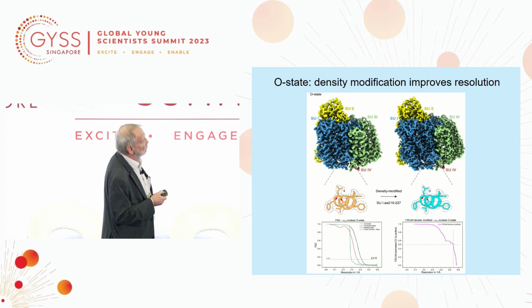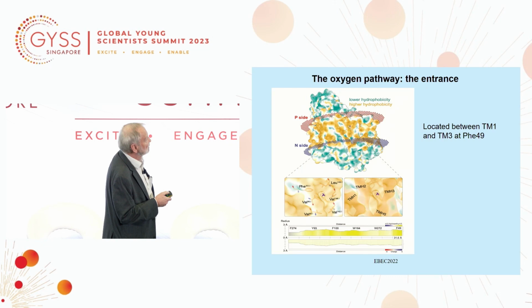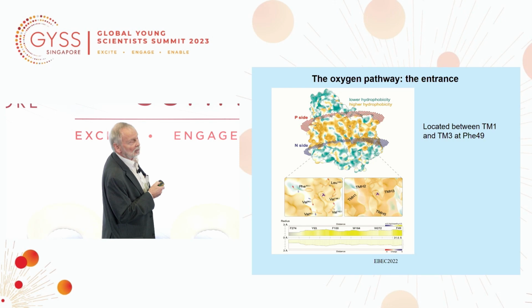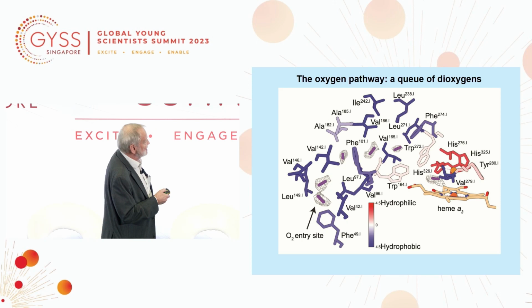And what we can also see is that we can clearly see the pathway of the oxygen molecules in the enzyme. The entrance to this pathway is located here in the hydrophobic interior of the membrane. That is plausible because oxygen is enriched in membranes by a factor of 7. So the oxygen concentration in the lipid membranes is a factor of 7 higher than in solution. And so this is part of the pathway for the oxygen. And what is also very nice, here you have the entry site, and you find a row, a queue, of oxygen molecules. So they align themselves and wait to be consumed at the active site.